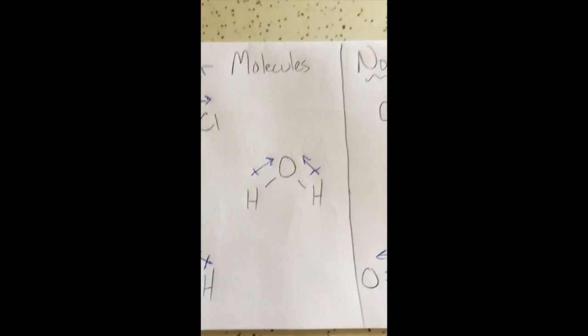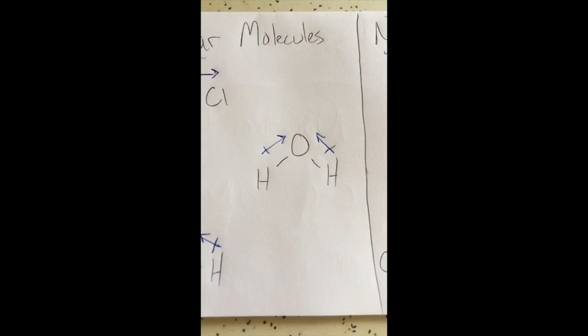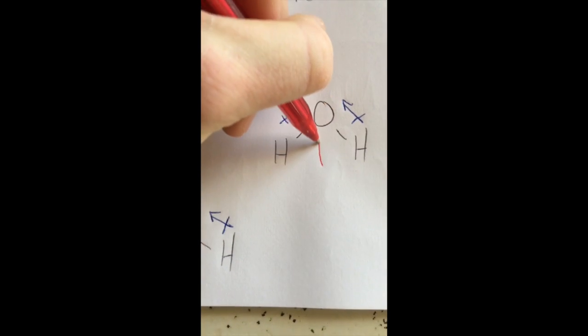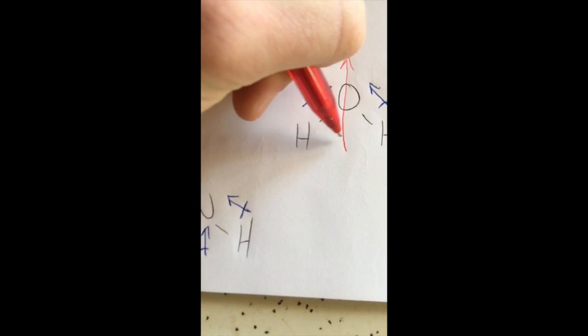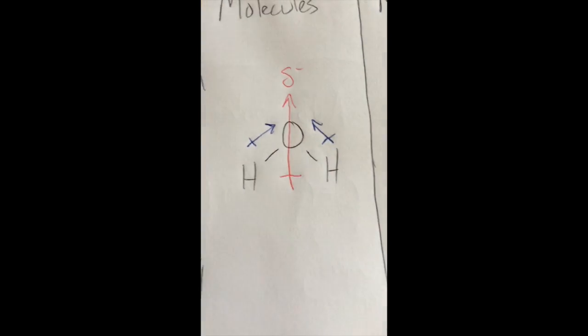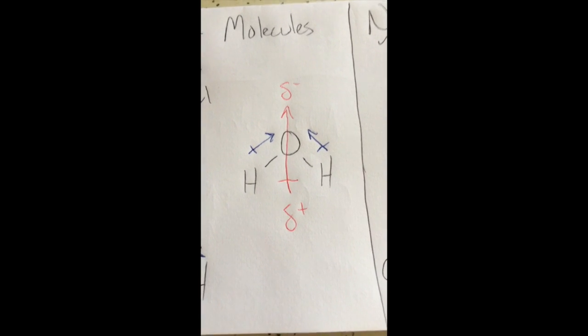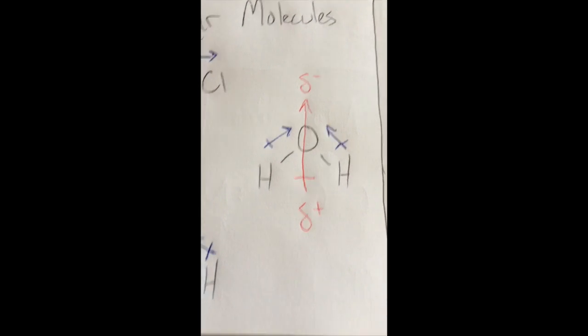I'm going to represent the whole molecule's charge or polarity here with this red arrow. I'm just going to go right up the middle in this way. That way you can see that the whole molecule has a partial negative charge here and a partial positive charge on this end. So that means it is polar.